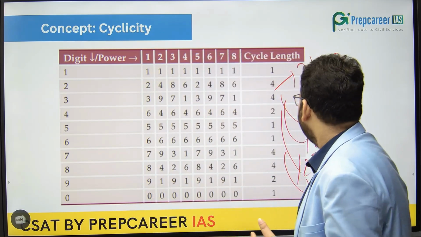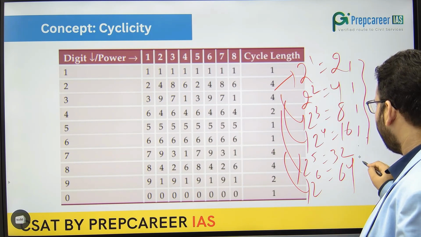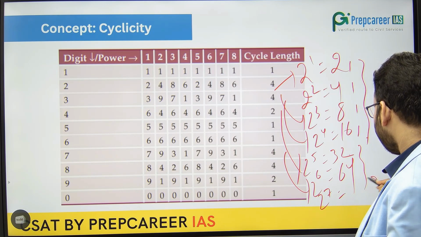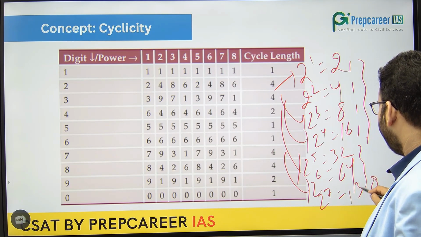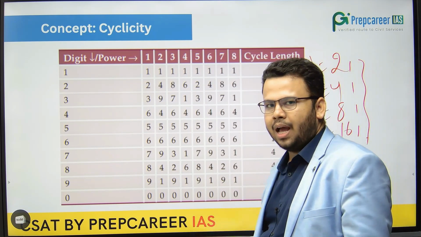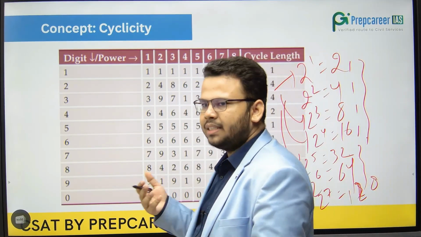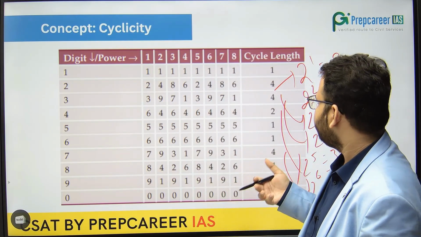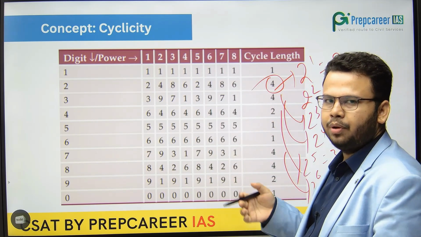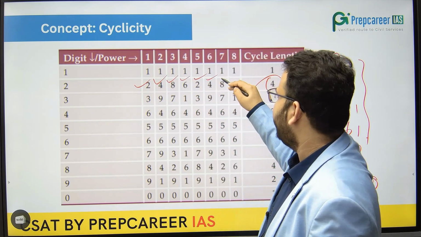What is the pattern? This 2, 4, 8, 6 on the unit digit is getting repeated. 2, 4, and now 2 to the power 7 will be what? 128. So now you can see 2, 4, 8 and again the next number will have a unit digit of 6. So the power on the number 2 gets repeated after every 4 numbers. So the cycle length of the digit 2 will be 4, and the pattern will be 2, 4, 8, 6, again 2, 4, 8, 6.